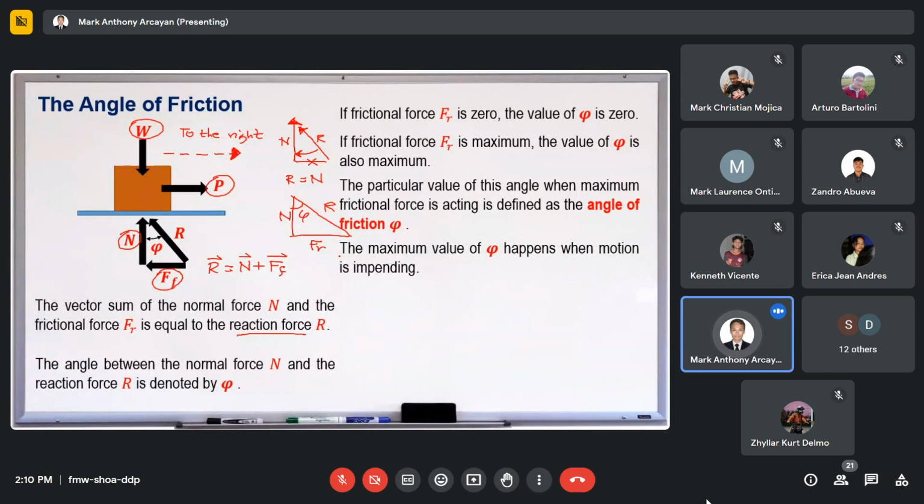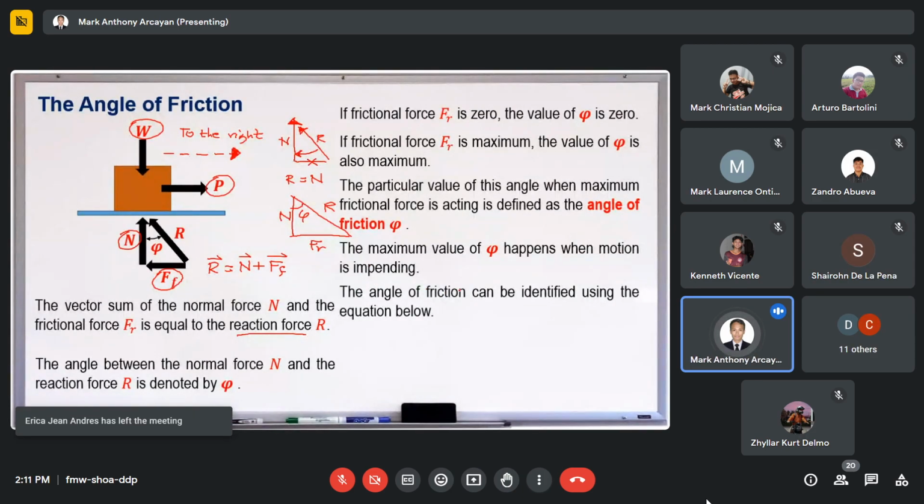Initially, if we go back to the previous slide in the theory, if P is 0, we don't have frictional force. So the frictional force is zero, meaning our R starts at the normal force, and our angle is zero. Then you increase P so that the frictional force increases until you reach the maximum frictional force. But that means the motion is impending, on the verge of moving.